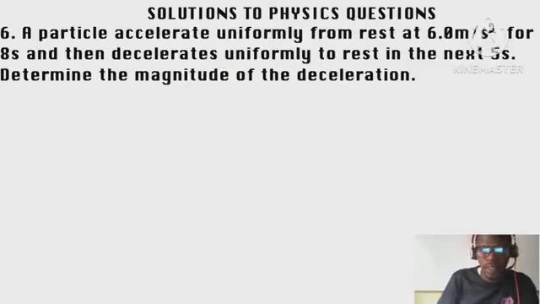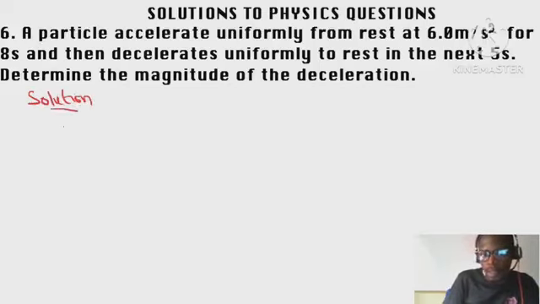Okay, question number 6 is: a particle accelerates uniformly from rest at 6 meters per second square for 8 seconds and then decelerates uniformly to rest in the next 5 seconds. Determine the magnitude of the deceleration. Now, let's see how we are going to solve this question. We have the solution.